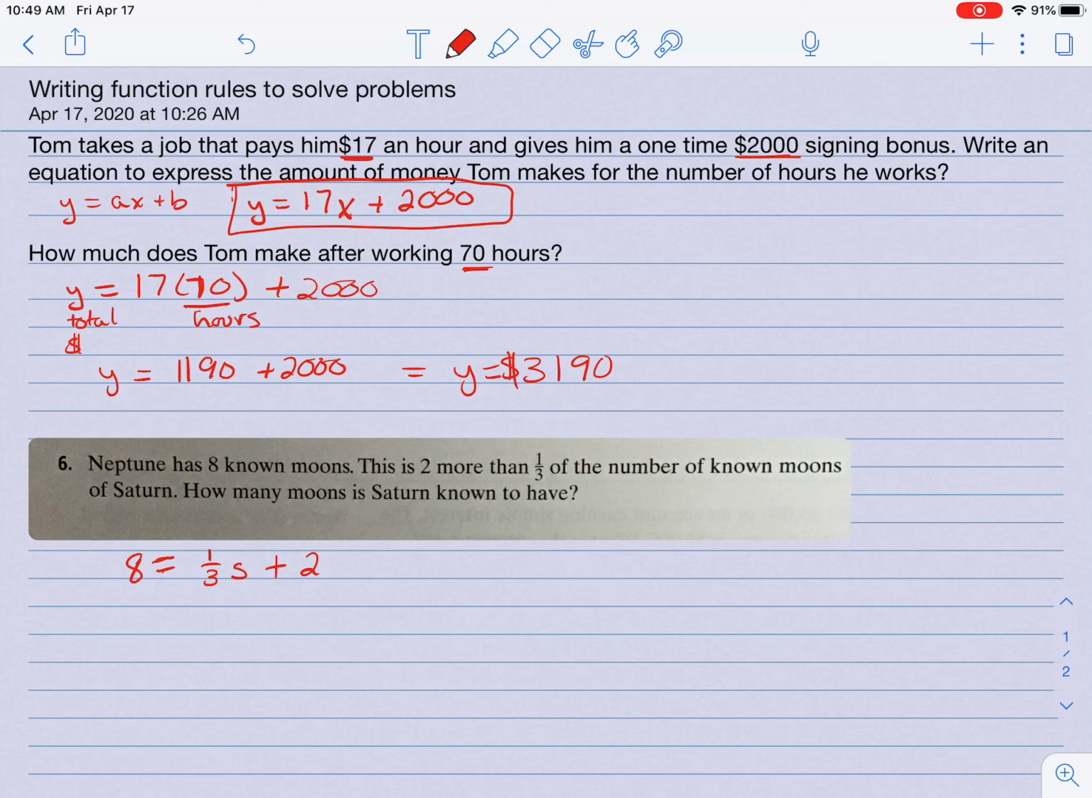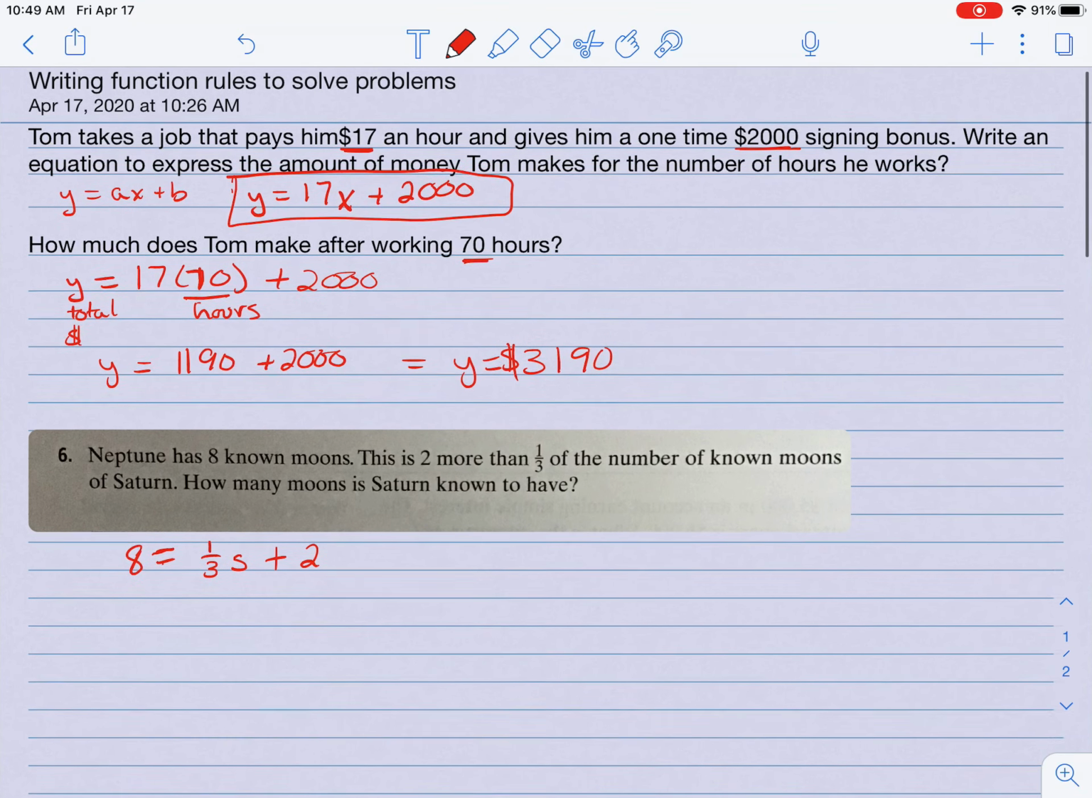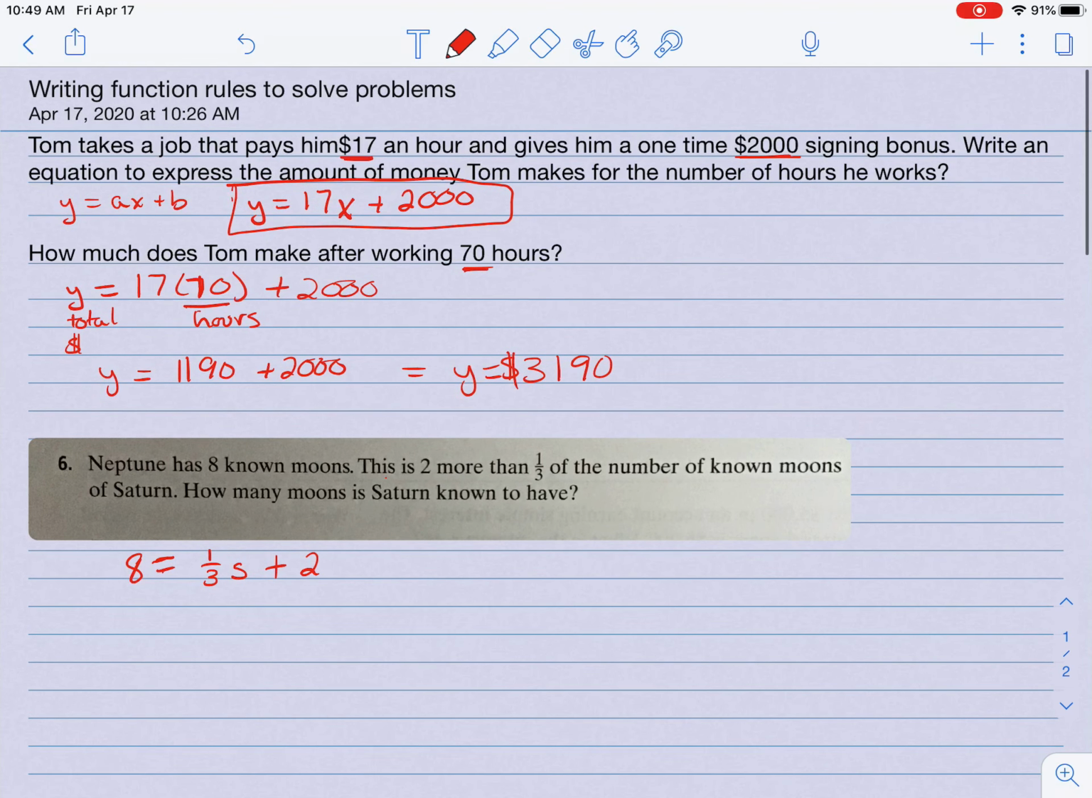So Neptune has 8 known moons, and we're setting that equal to, because it says 8 known moons, this is equal, or this is 2 more. This refers to equals, and then 2 more than a third of the number of known moons of Saturn. So that's going to be a third of the known moons of Saturn plus 2. That 2 more is going to be a plus 2.